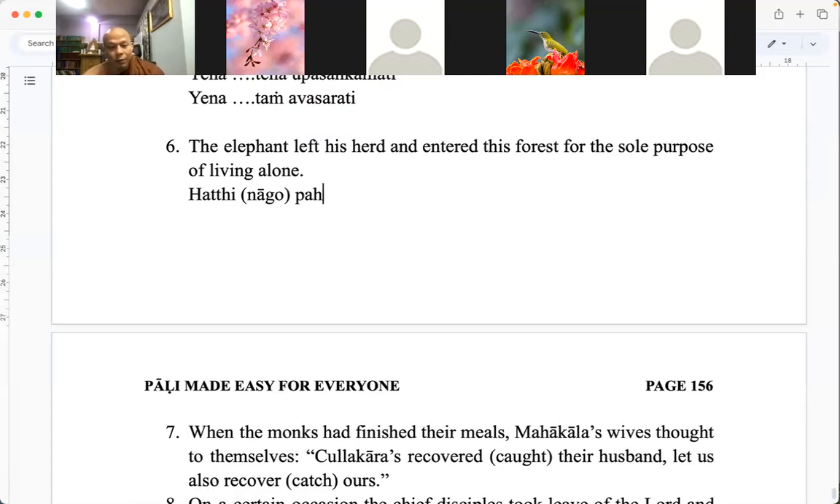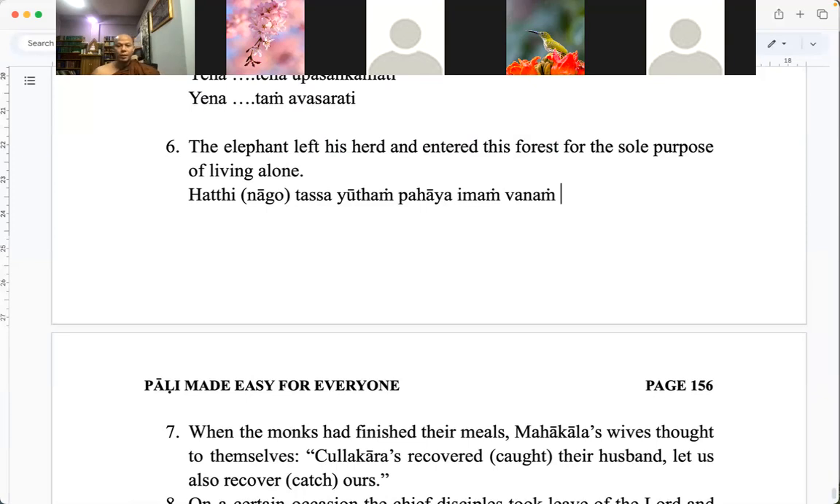Actually, it is Bajahadi here, Jaranda Bahaya. So "his herd" means Utah Bahaya. Utah means a group of elephants, a herd. That's Utah Bahaya. And they entered this forest. So "this forest" is Iman Wanan. Iman Wanan, and they entered.